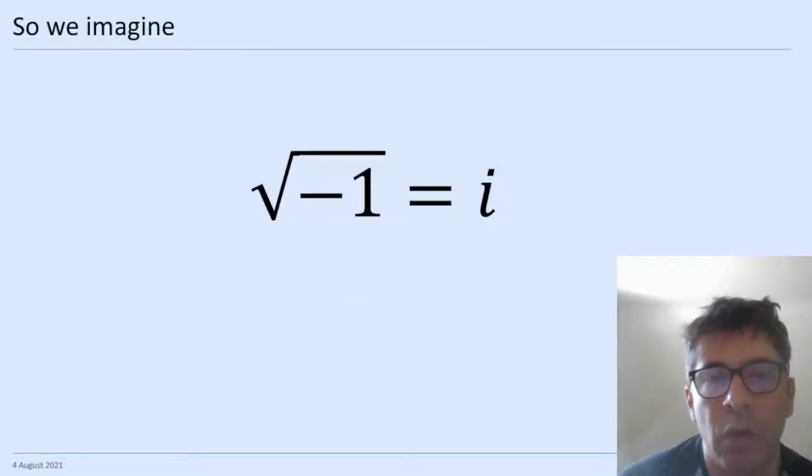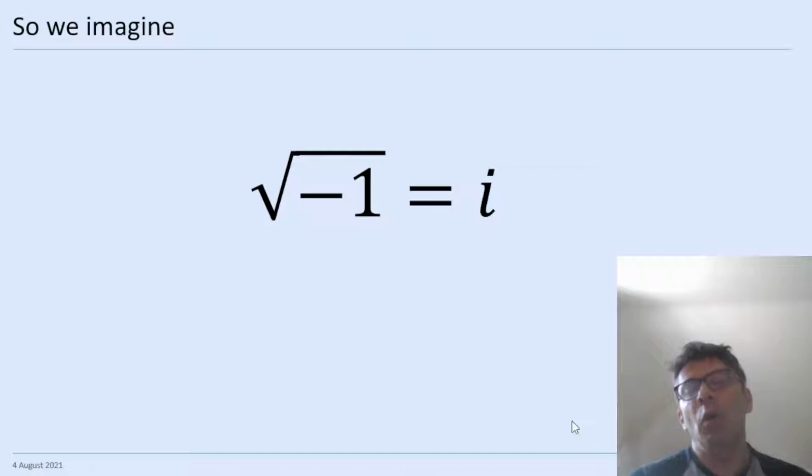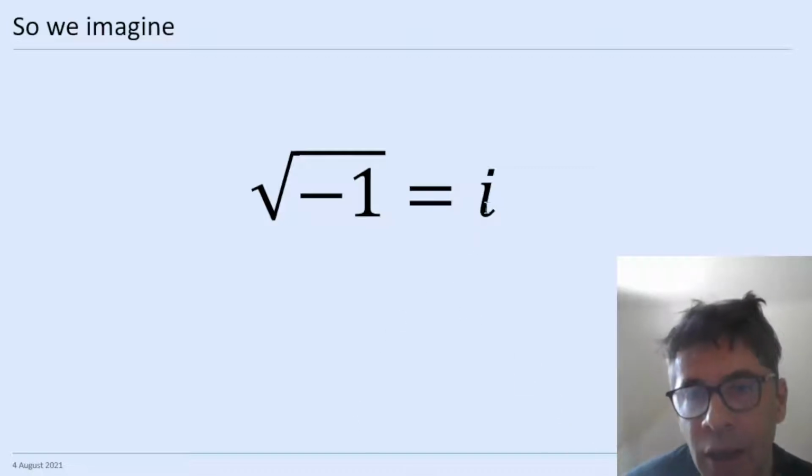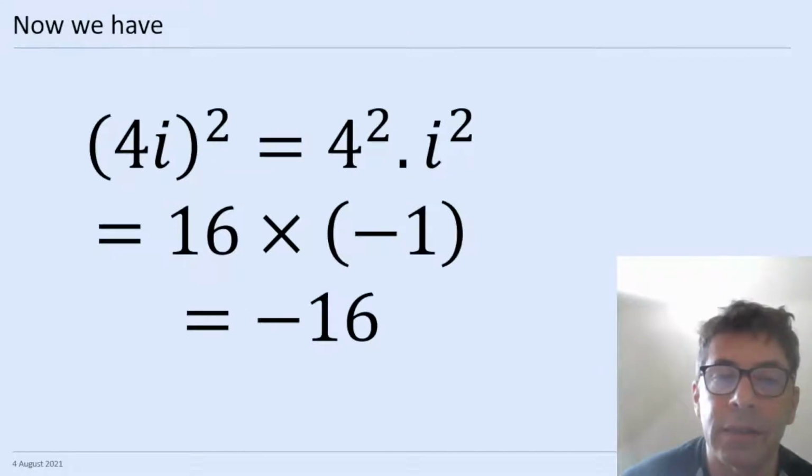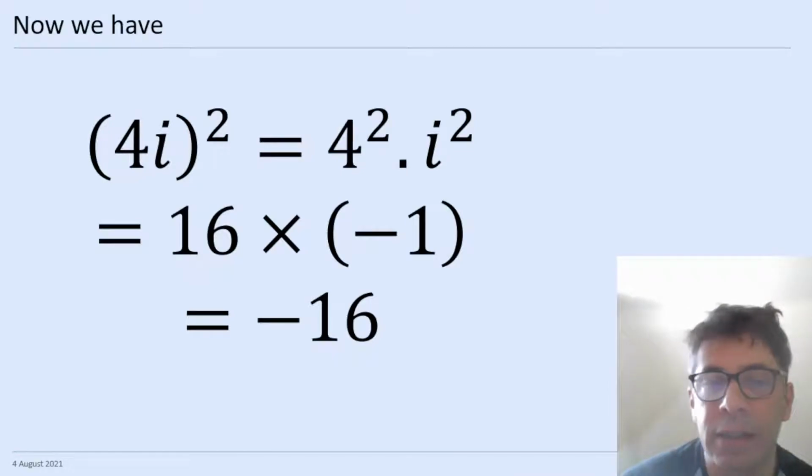And so therefore, we imagine a number i that is the square root of minus 1. So we imagine this number such that i times i is minus 1. So if that were the case, then 4i squared would be 4 squared times i squared, which would be 16 times minus 1, because minus 1 is i squared, which gives us minus 16.